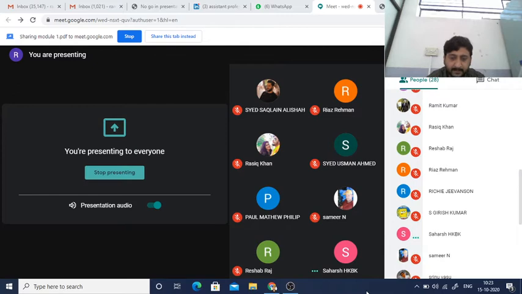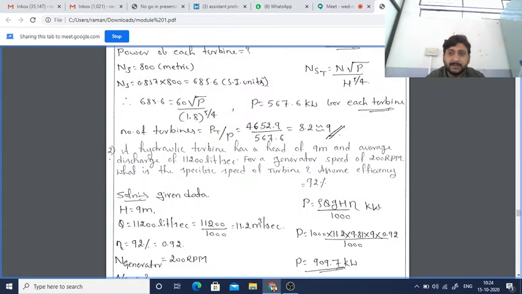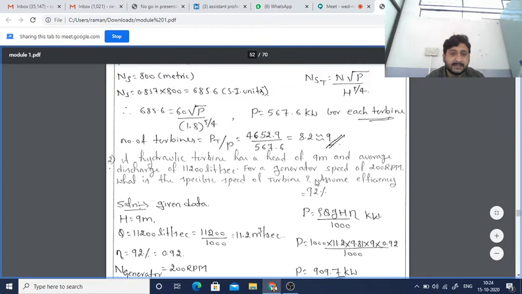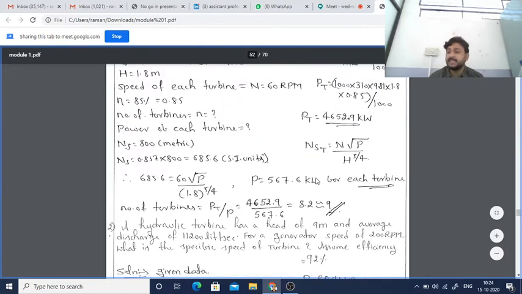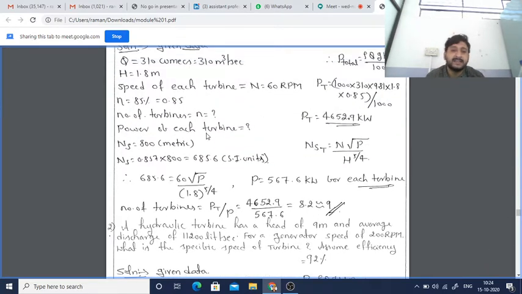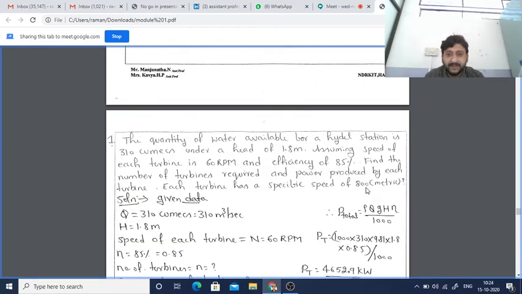What happened? Sir, in the above problem, what we have done here means Ns is equal to 0.857 into 800. Sir, from where did 0.857 come from? What have we done actually? Okay, so somebody is seeing the problem. That's nice. Okay, so see here, the specific speed is given as 800 metric. Yes, metric. Each turbine has a specific speed of 800 metric.